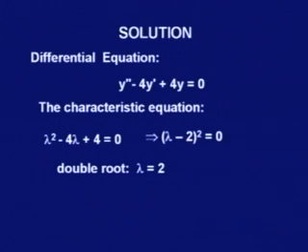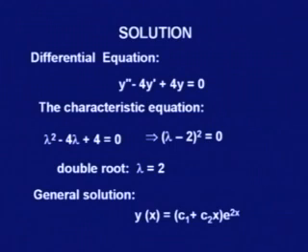What should be the other solution? If you do remember, we have got x times e to the power 2x. So, the general solution we will get as C1 plus C2x times e to the power 2x. Now, we have to solve the initial value problem. So, we have to use the initial conditions.